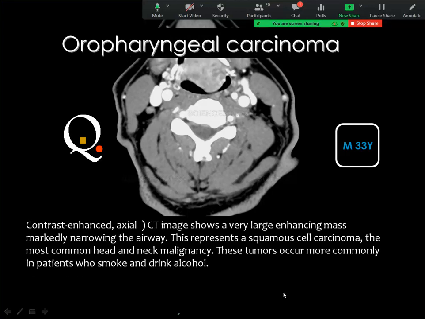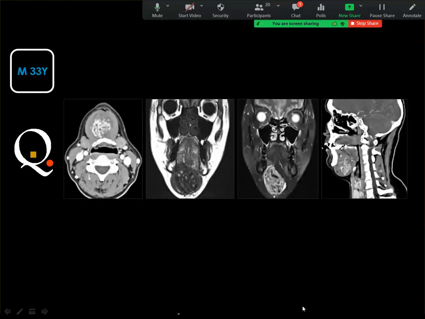Then whenever you are asked about the differential diagnosis, you say only lymphoma. Then whenever you are asked once more for the differential diagnosis, you say metastasis. Don't say that this lesion is oropharyngeal carcinoma, differential diagnosis, lymphoma, and metastasis. Then you mention all what you know, but let the examiner ask you more questions. This will give you more remarks.